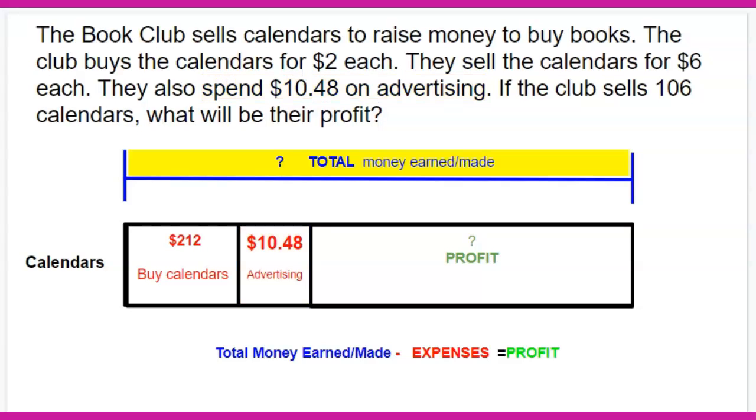We need to figure out what was the total money earned or the total money they received by selling all the calendars. If they sold all 106 calendars for $6 each, what is the total amount of money they made from the sale? They made a total of $636 selling all 106 calendars.